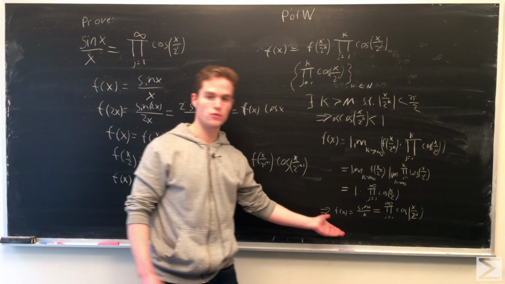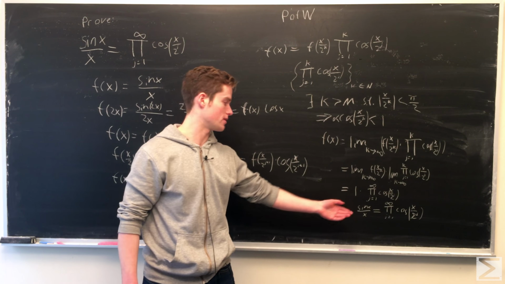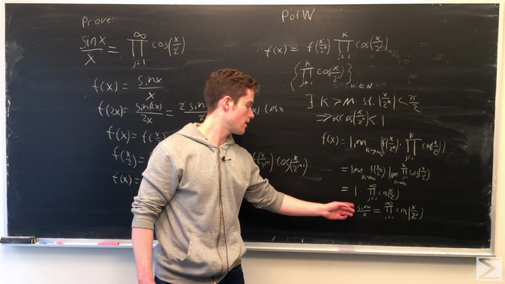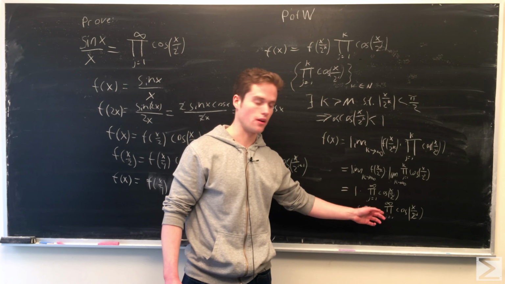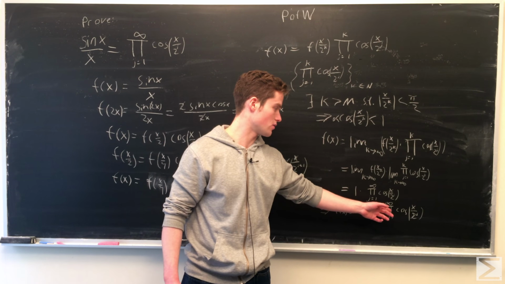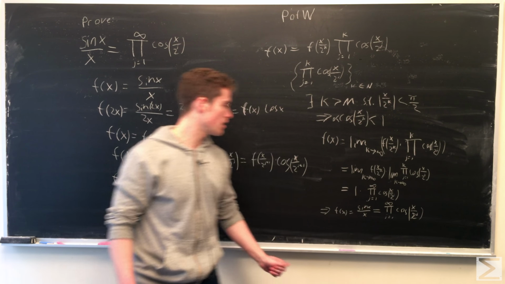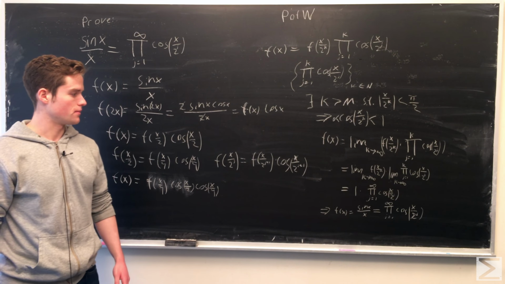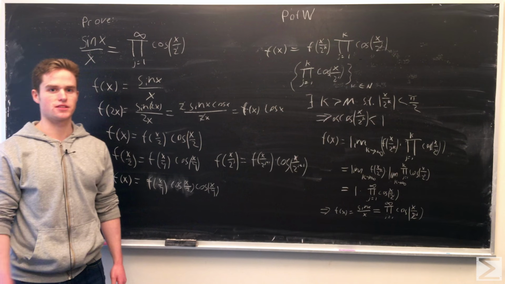And so doing all this, we arrive at what we wanted, that for x not equal to 0, otherwise this would be undefined, sine x over x equals the infinite product of cosine x over 2 to the j, j from 1 to infinity. And that gives us our solution, and then this problem is finished.